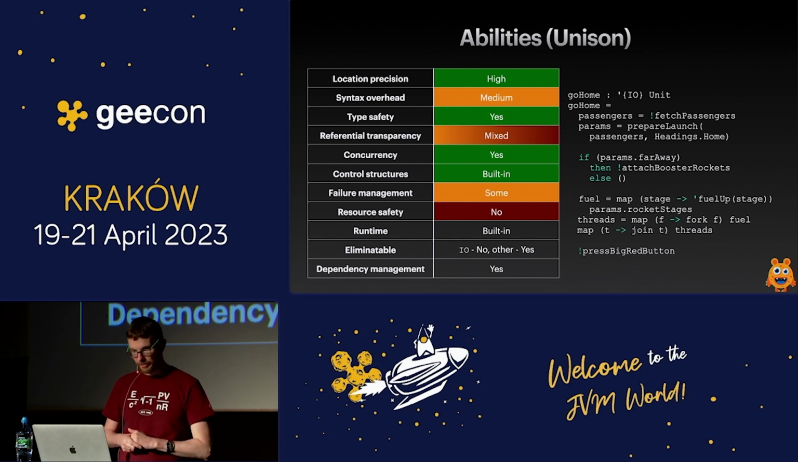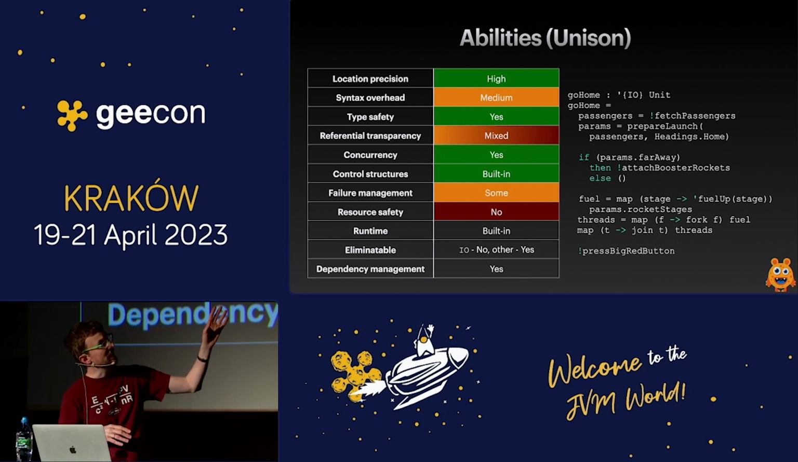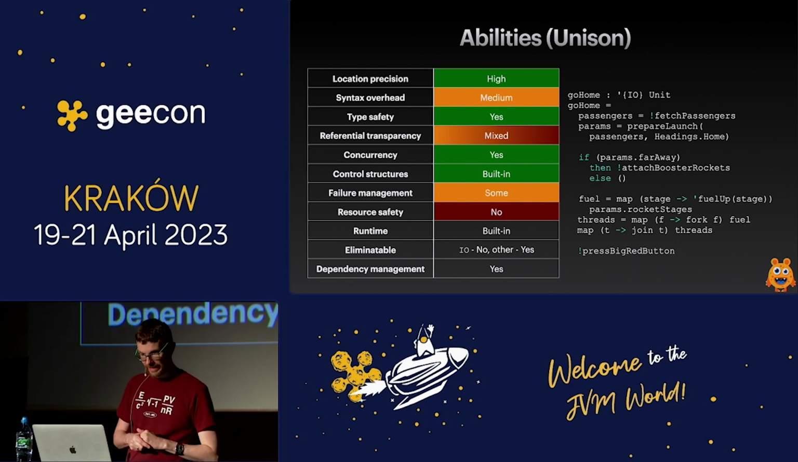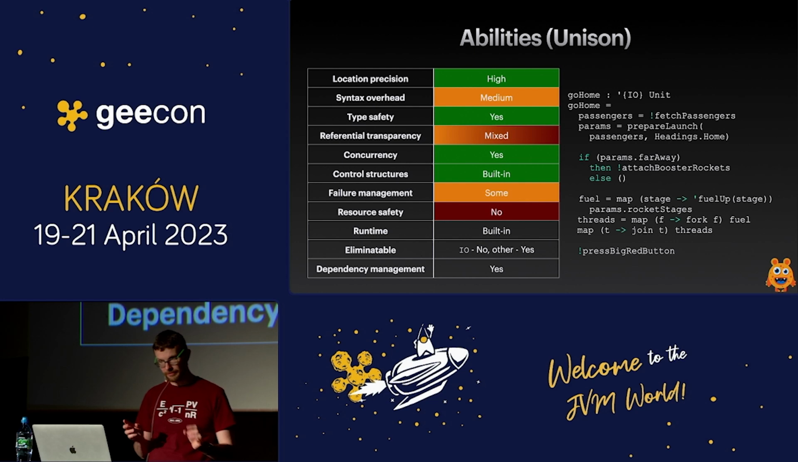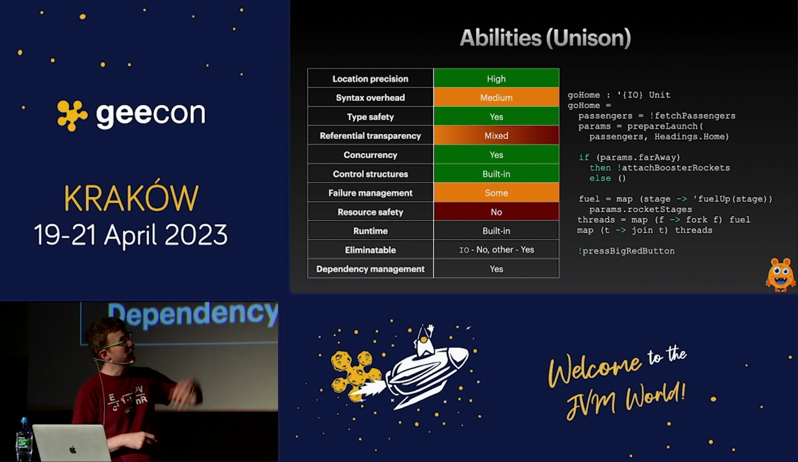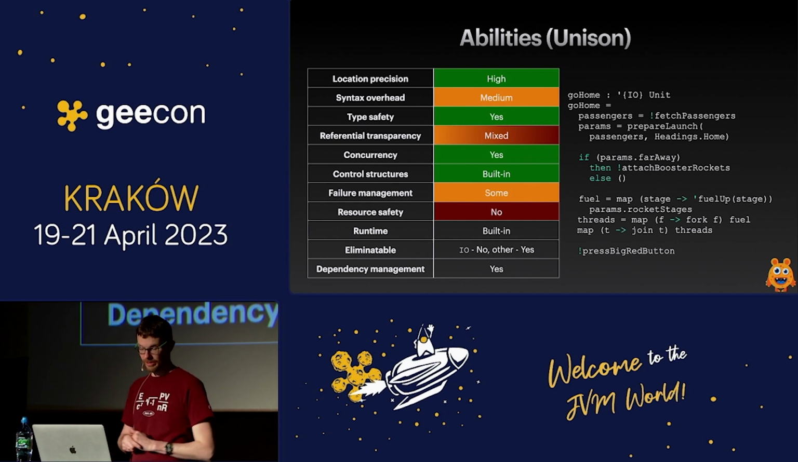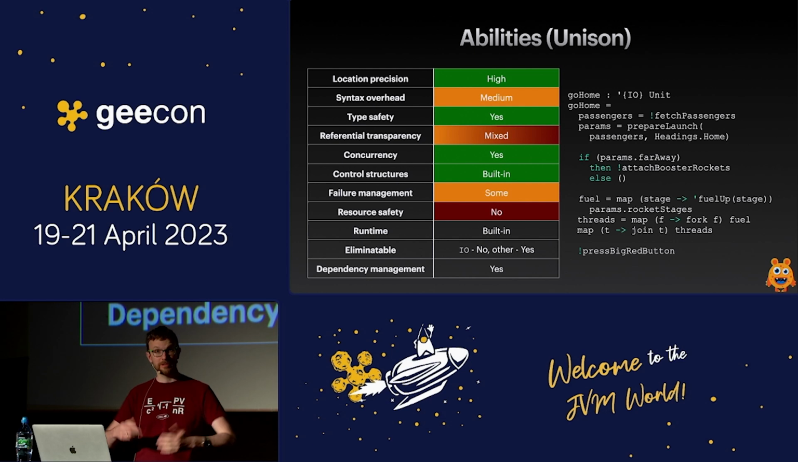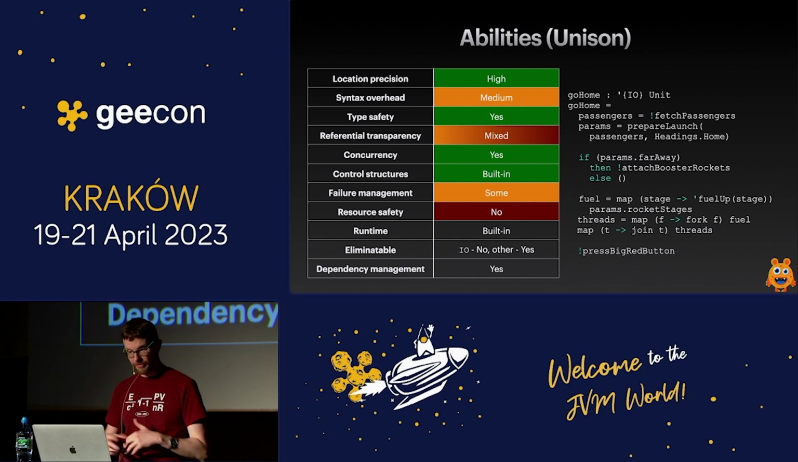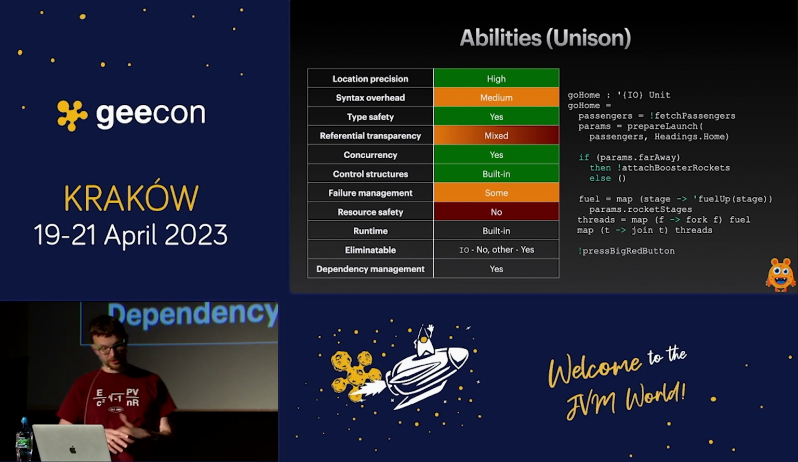So if we want to evaluate this approach, the location precision here is high because we know where the effects happen. That's where the bangs are. The syntax overhead is medium. We have to use these apostrophes and these bangs. There is type safety. There's some reflection transparency, not full, but if you are careful not to refactor this bang annotated code, you should be safe. There's no failure management or resource safety yet because it's a language under development, so this might improve. But if we look at the top half, which is already there, this looks quite interesting.